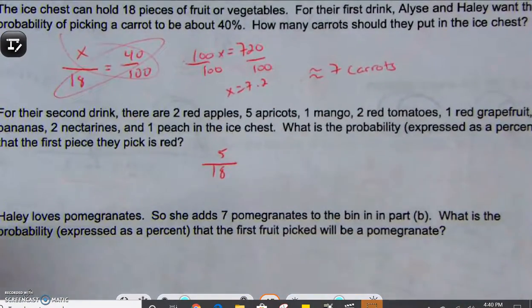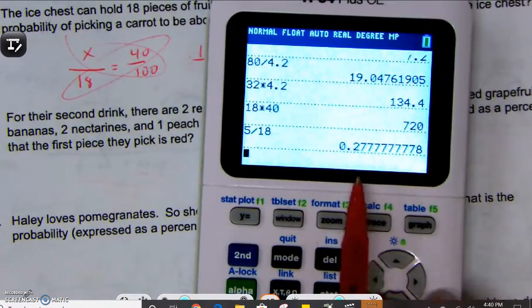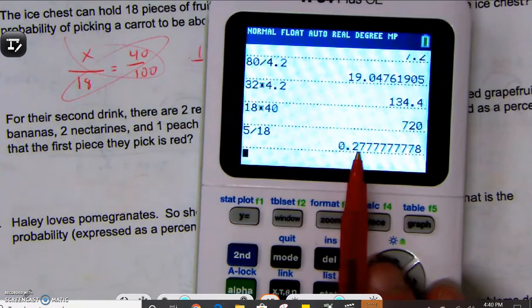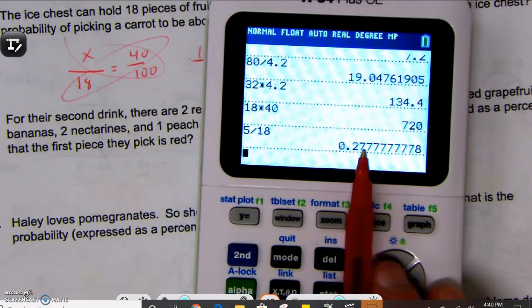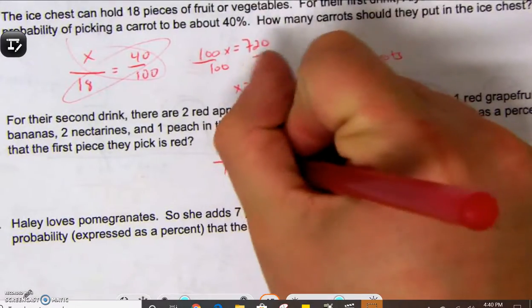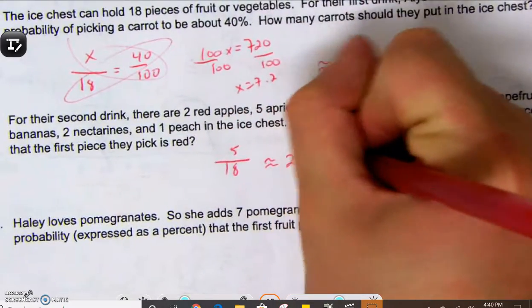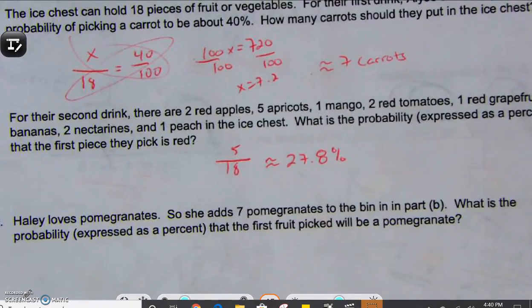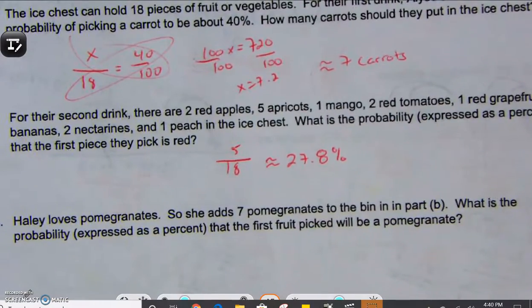It says to write it as a percent, so I need to change that into a decimal. So 5 divided by 18 is going to be this, and if it's a percent, I'm going to move it twice. So it would be 27. I'm going to round, so 27.8%. So that's going to be about 27.8%. So it says as a percent, so we want to go ahead and do that.